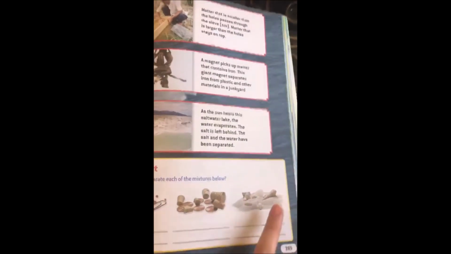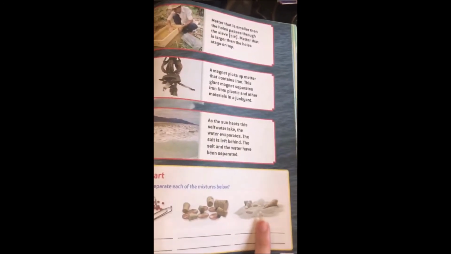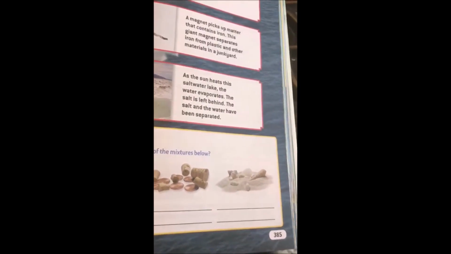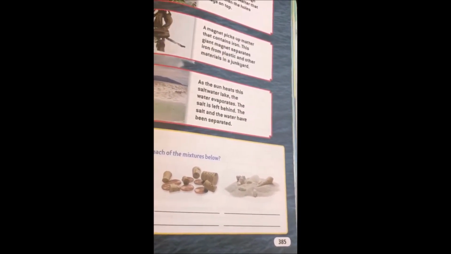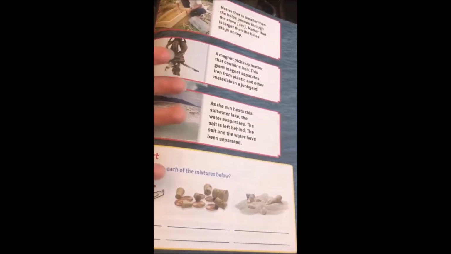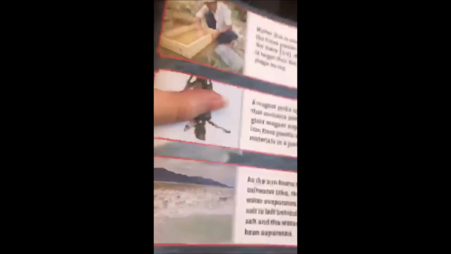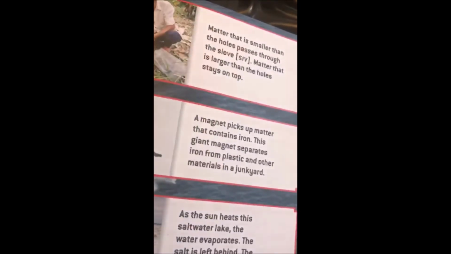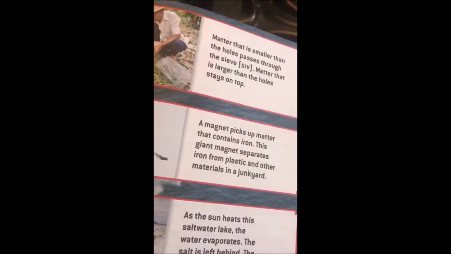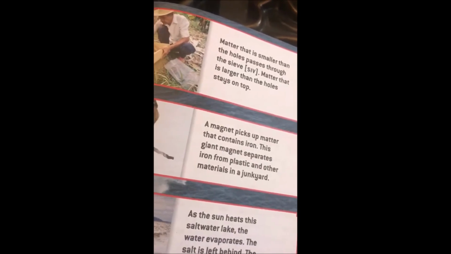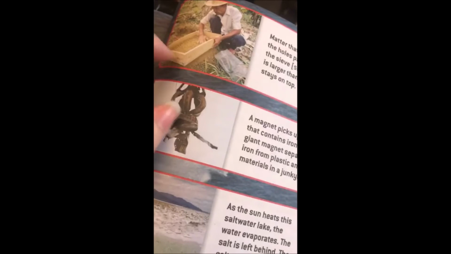Okay, now here we have, as you can see, sand and some shells. For separating the sand and the shells over here, we can use a sieve, for example. What is a sieve? If you can see in this picture over here, this is a sieve. Matter that is smaller than the holes passes through the sieve. Matter that is larger than the holes stays on top. So this is the sieve, okay?